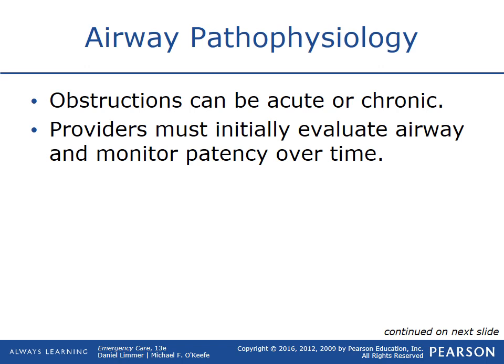So, any obstructions can be acute or chronic. Be familiar with those terms. Acute is something that happens suddenly. Chronic is something that happens over a longer time. So you need to evaluate the airway and monitor whether it's open or not. Patency is being open. You need to monitor that patency over time, because any indication that the airway might be swelling or closing, you need to be prepared for that.